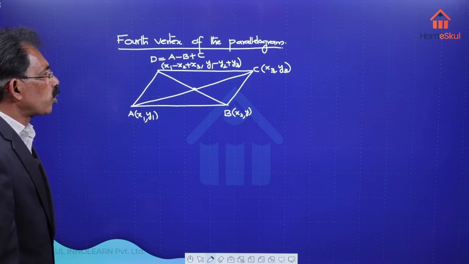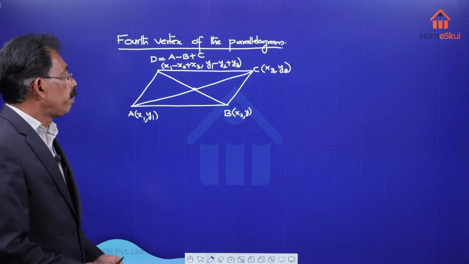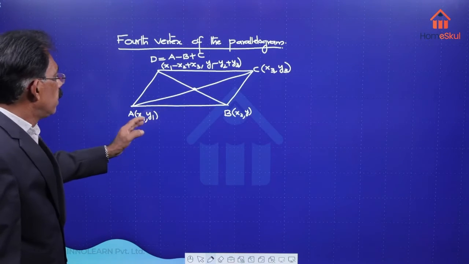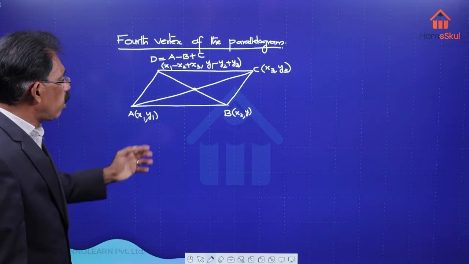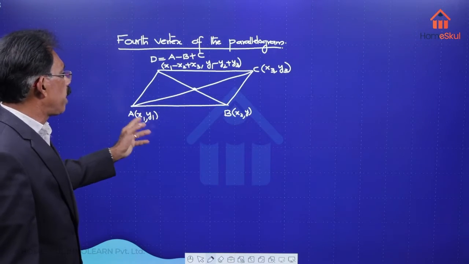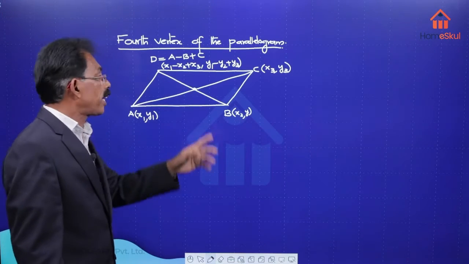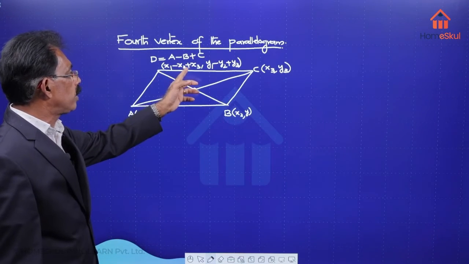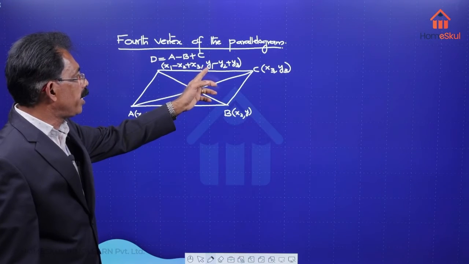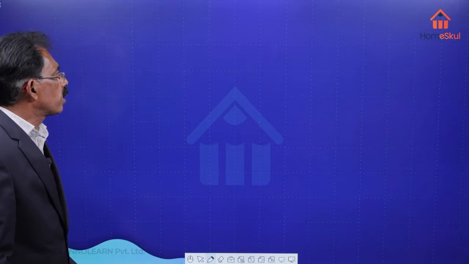Fourth vertex of the parallelogram. Please note down this formula. A, B, C are taken in order, clockwise or anti-clockwise order. The fourth vertex is A minus B plus C, or x1 minus x2 plus x3, comma, y1 minus y2 plus y3. Now our question is there.